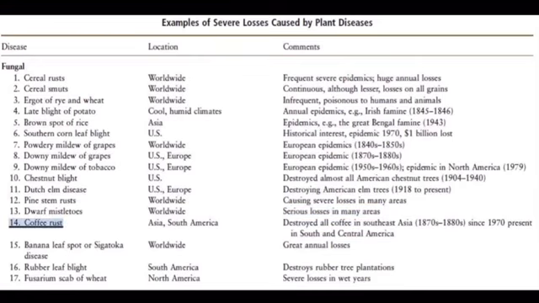14. Coffee rust: Asia, South America, destroyed all coffee in Southeast Asia, 1870s to 1880s; since 1970 present in South and Central America. 15. Banana leaf spot or sigatoka disease: worldwide, great annual losses. 16. Rubber leaf blight: South America, destroys rubber tree plantations. 17. Fusarium scab of wheat: North America, severe losses in wet years.